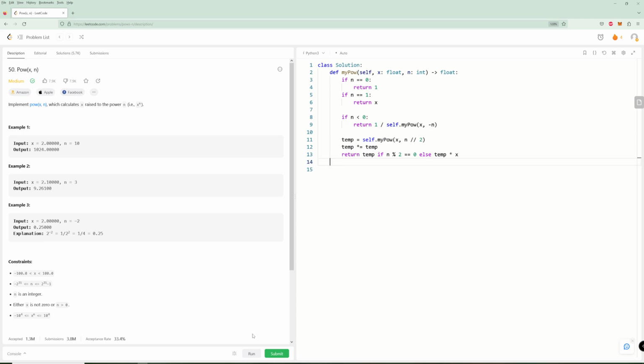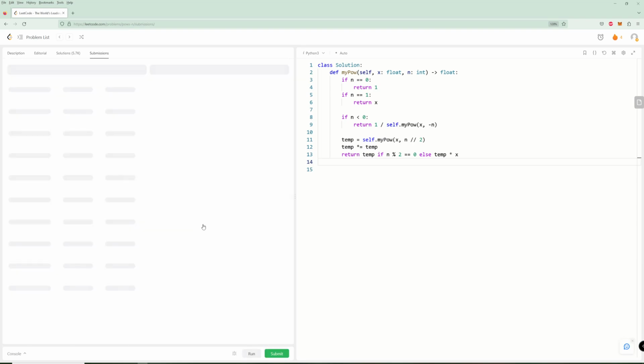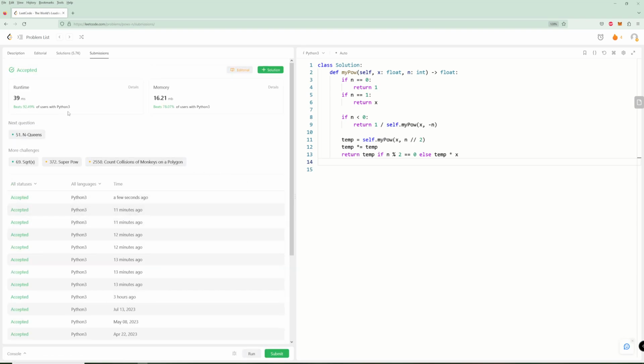Okay, so let's try that. Okay, so it actually passes and it's quite efficient. And yeah, I don't think you need caching. We can test for caching. So we have 39 seconds of runtime. We can test for caching, but I don't think it's going to help at all.